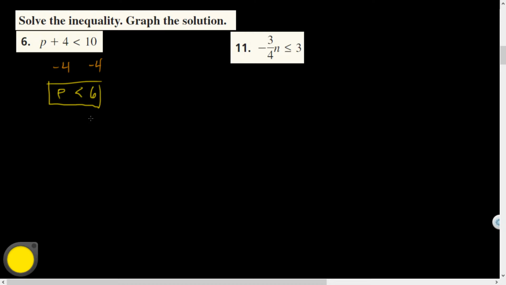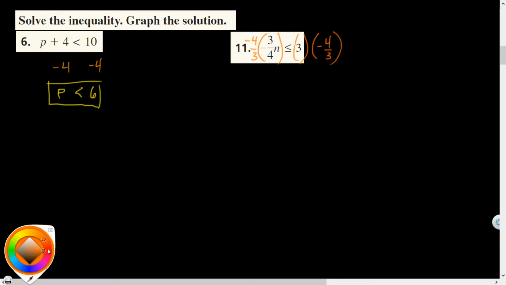I'll graph these in a moment. Question 11, I've got -3/4 times n is less than or equal to 3. The fastest way to deal with a fraction in front of a variable is to multiply by its reciprocal. So I'm going to multiply by -4/3. And watch this. This will simultaneously destroy all non-variable things on this side. It's the perfect, genetically designed weapon to destroy this fraction.